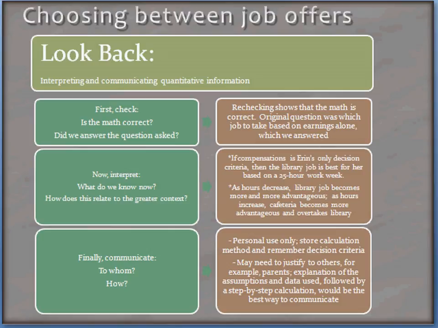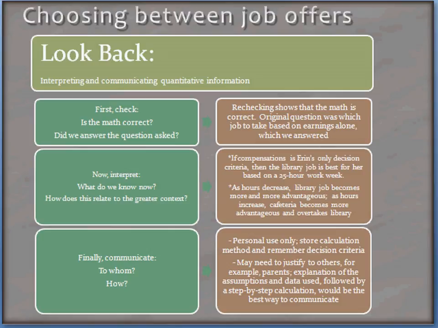Finally, we look back, interpret, and communicate the quantitative information. We first check whether the math is correct, and we answered the question asked, and indeed we did. Our math is correct, and the original question was which job to take based on earnings alone, which we answered. So now we interpret. What do we know now? We know a couple of things that we weren't directly asked. We know that if compensation is Erin's only decision criteria, then the library job is best for her based on a 25-hour work week.